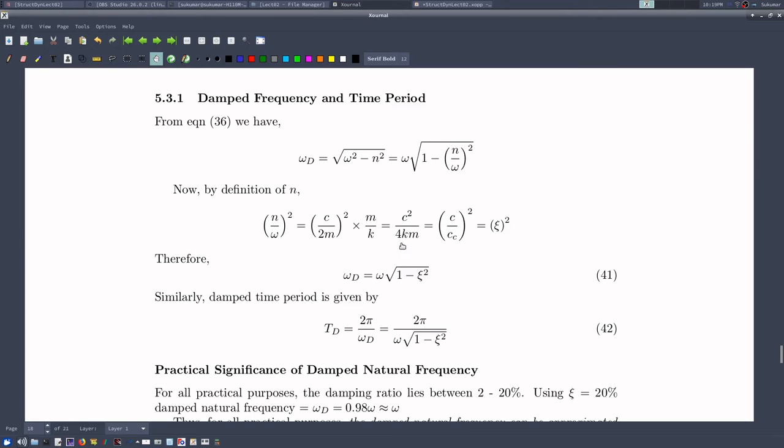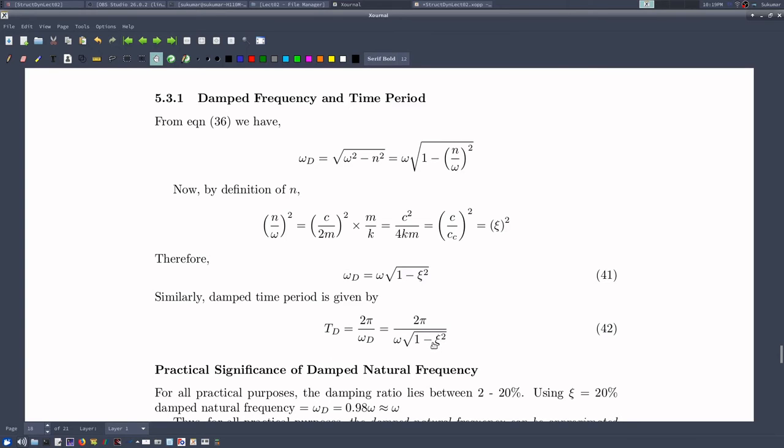because cc was 2 root over km, so 4 km is cc square and this is c square, so ultimately I get chi square. Therefore omega d I can write from this equation as omega into root over 1 minus chi square, where chi is my damping ratio. Similarly, the damped time period, as per definition of time period, is twice pi by omega d, and putting the value of omega d from this equation, I get the damped time period is this.